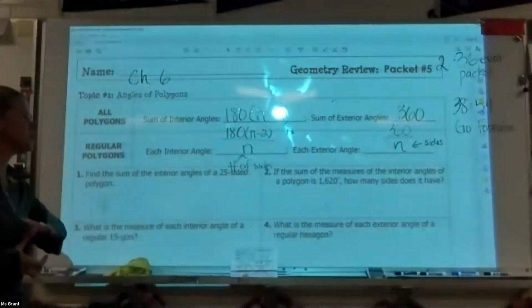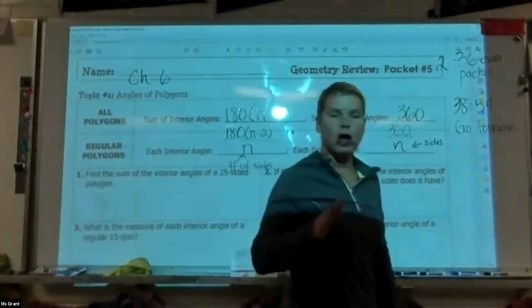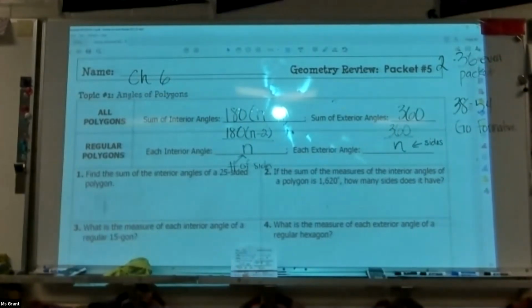So now we're just going to do the evens. So I'll do some of the evens for you. And we're going to do this all the way until the bell rings. So I'm going to be able to get a lot done with you. And you'll have to do a lot of the Go Formative on your own. So I'm going to scroll up.